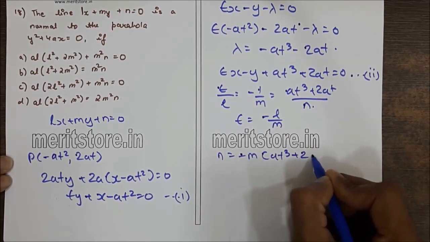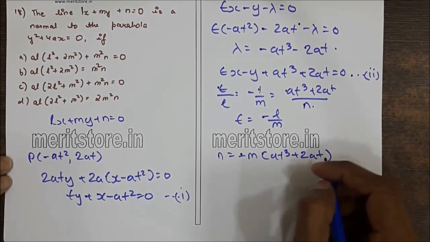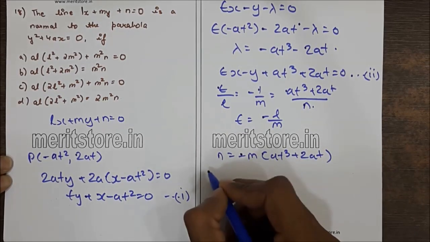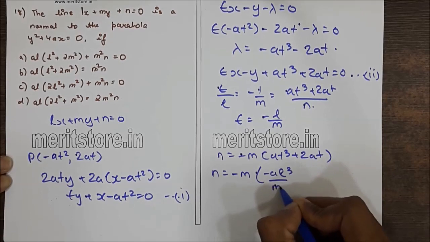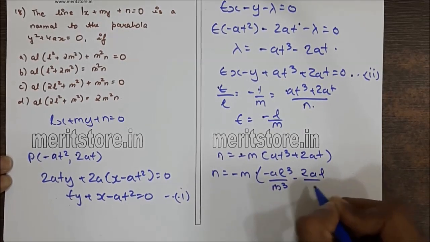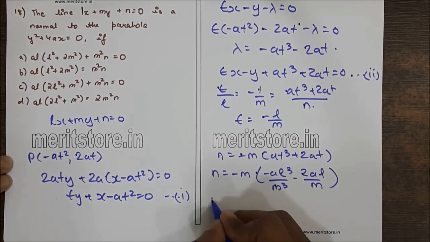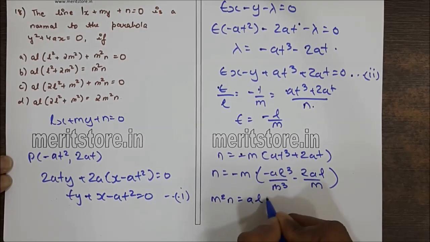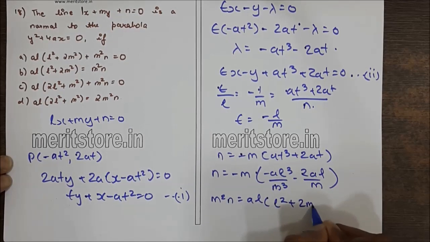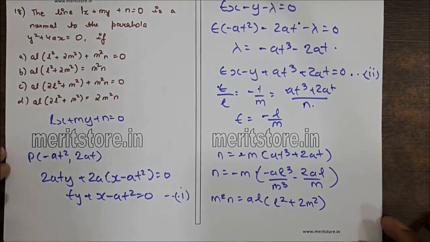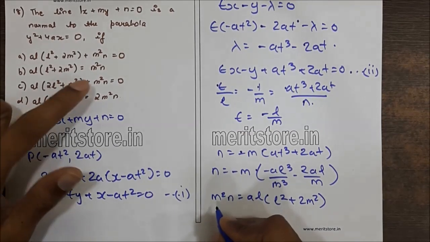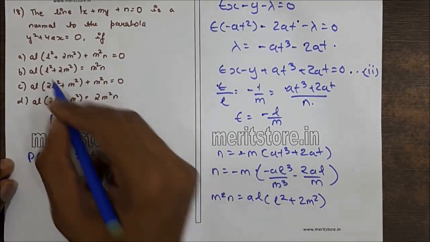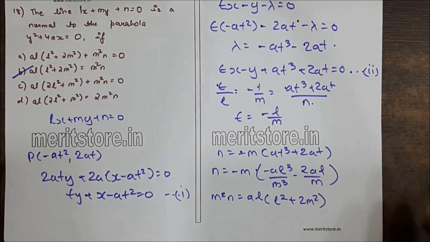We get n is equal to minus m(at cube plus 2at). Further, substituting the value of t, we can write this as n is equal to minus m minus a l cube upon m cube minus 2al upon m. We can write this as m square n equal to al square plus 2m square. If we see, our answer matches with option B, that is m square n equal to al square plus 2m square. So option B is the correct answer.